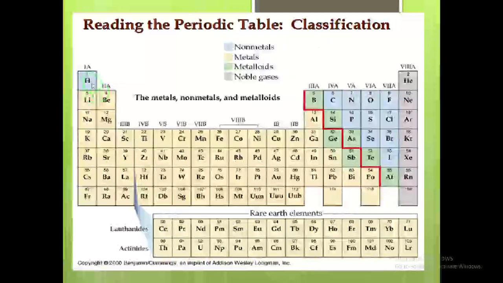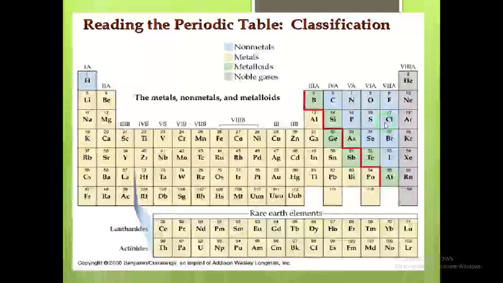Now, the non-metals are in blue. We have hydrogen, then we have carbon, nitrogen, oxygen, fluorine, and others. Those are the non-metals. Then we have the noble gases. We call them noble gases. They are a special breed. Group 8 are the noble gases, or group, you can see it, group 8 here, or group 0. They are the noble gases.